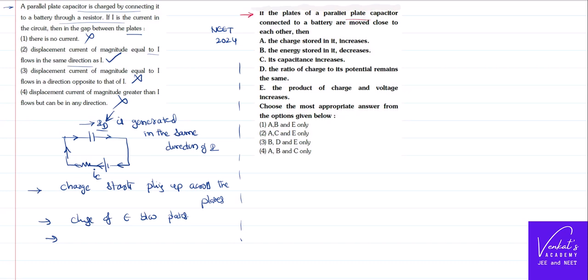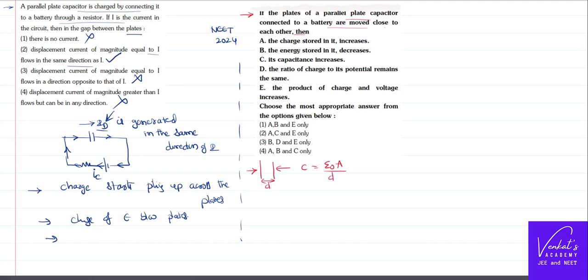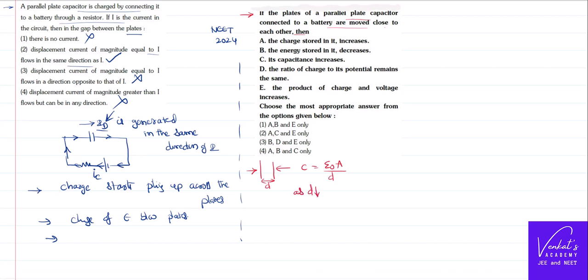The plates of a parallel plate capacitor connected to a battery are moved close to each other, then what happens? There are two plates separated by a certain distance d, and the capacity of the capacitor is epsilon naught A by d. Now he is saying they are moved close to each other. What happens as they move close? Distance decreases. As this distance decreases and other parameters are constant, capacity increases. So the first thing that you need to understand is, capacity of that capacitor increases.